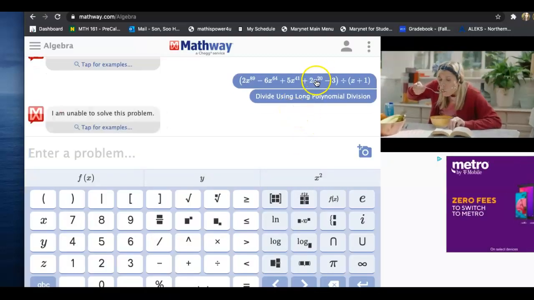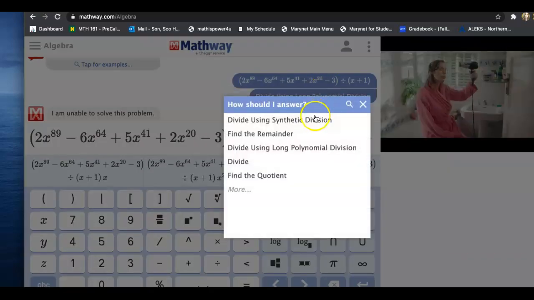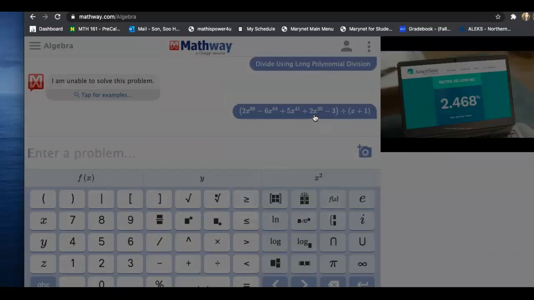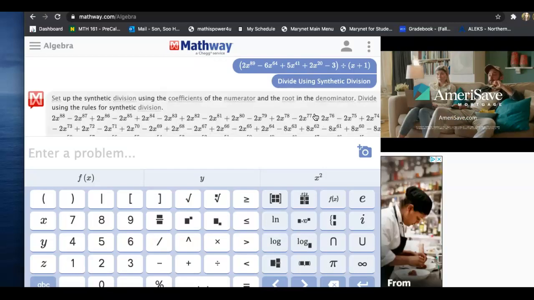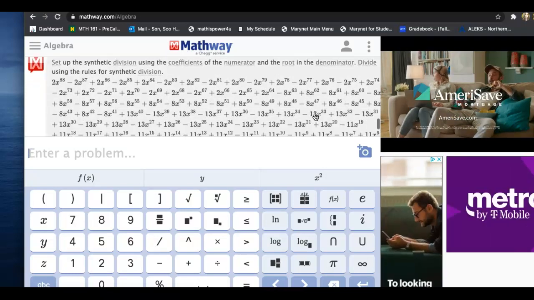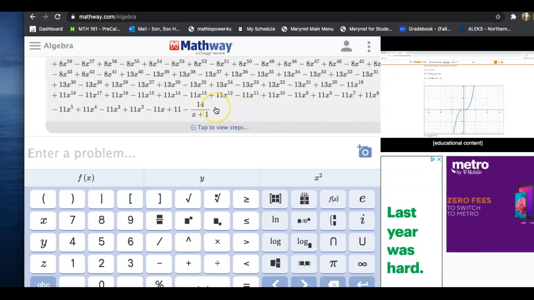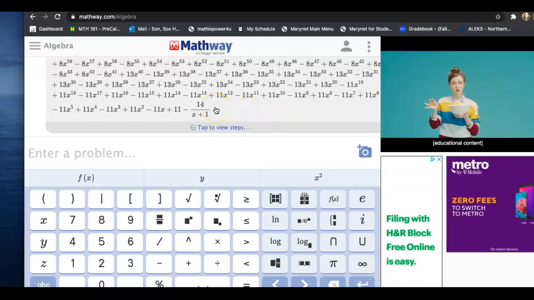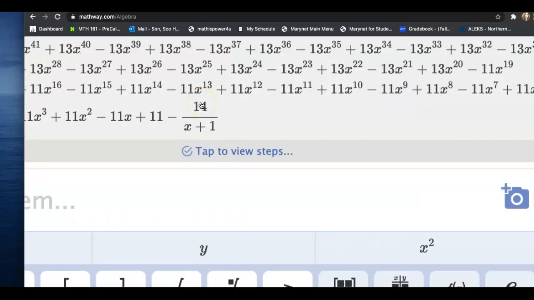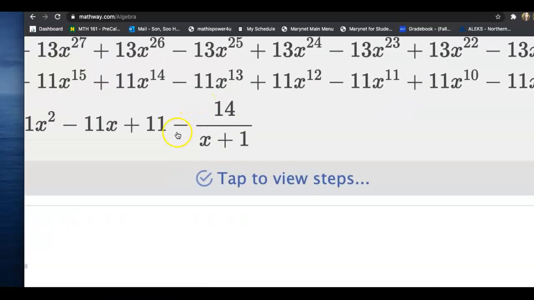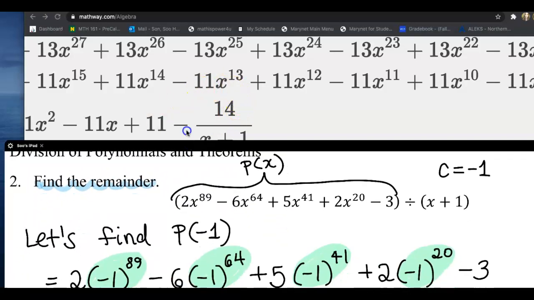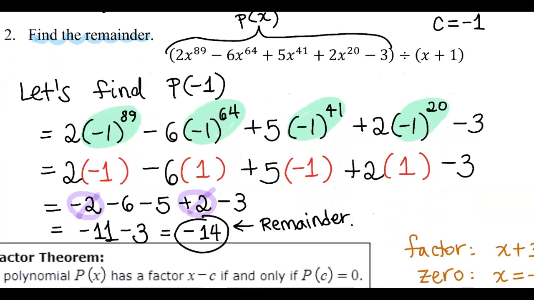What do you mean you're unable to solve this problem? How about do synthetic division again? I don't know why, but they will do synthetic division, but wouldn't do the long division or just give me the remainder. But we know where to look. We see that the remainder is -14, and that is the answer that we got from the direct substitution method. I call it direct substitution, but simply finding P of -1 got us that answer.